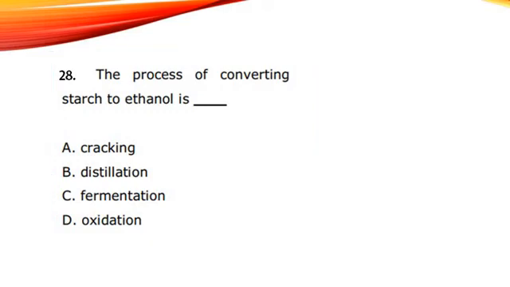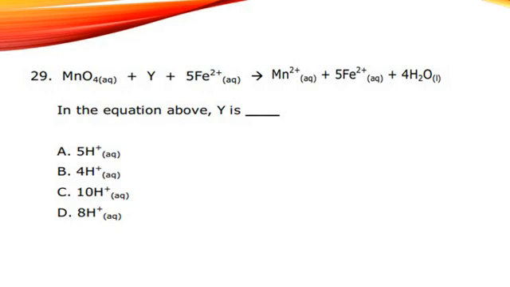Then next we have question 30, which says in the equation above, y is... Here we are going to look for what y represents. To do that, we simply need to balance up the ions and the atoms we have here. So we have one atom of manganese and it's balanced up here. We have 4 of oxygen here and it's already balanced up with this 4 of oxygen here from water.